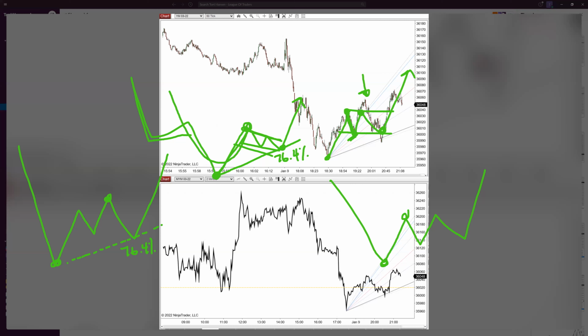So we're looking not just at, hey, where is a pullback going to stop? Where is it going to end its correction and have a good chance to bounce? But also, how long is it going to take before it can bounce? So we're looking at a time aspect in addition to a price aspect.